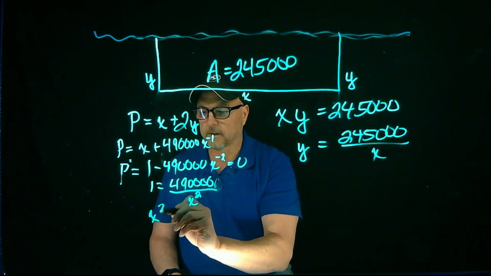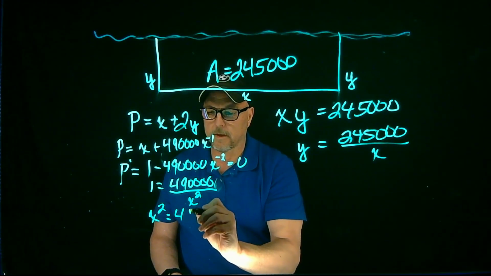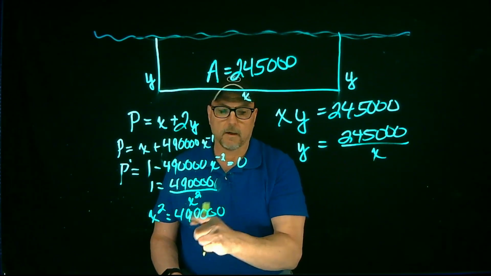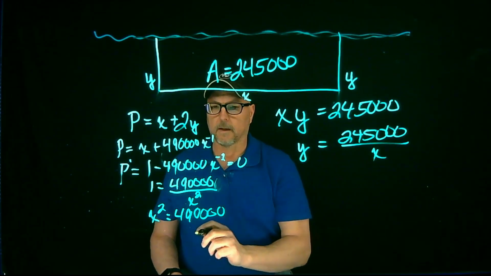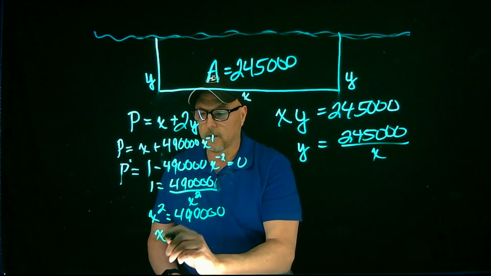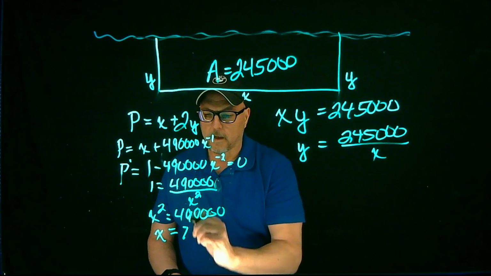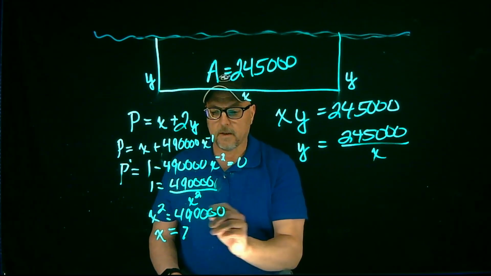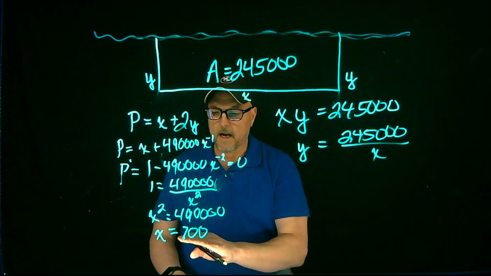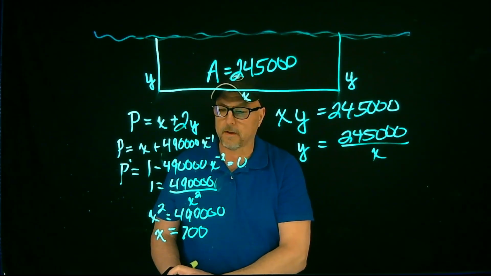So that leaves us with x squared equals 490,000, which I saw was a perfect square when I started to set this up. Once you do these a lot, you're going to start to see patterns. So when I take the square root of both sides, the square root of 49 is 7. There's 4 zeros, so it's going to have 2 zeros. So we suspect that 700 is the minimum.